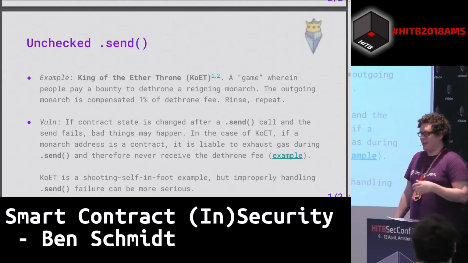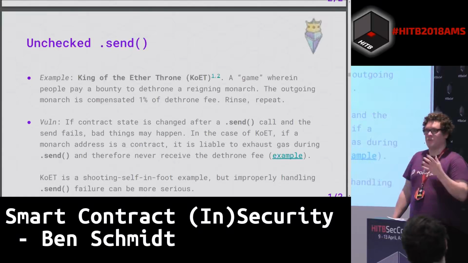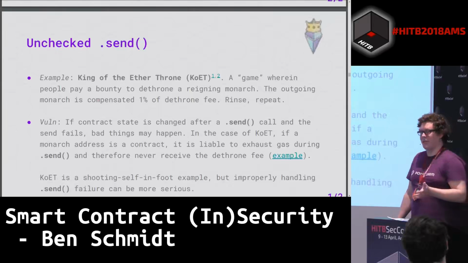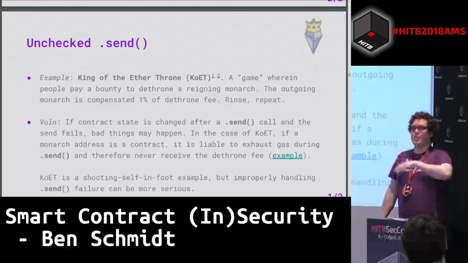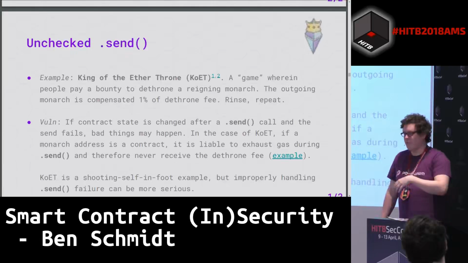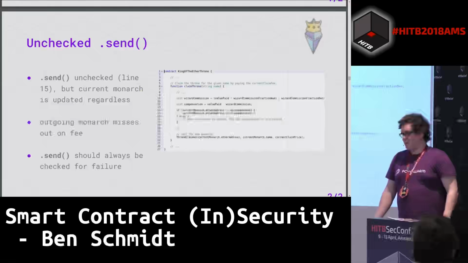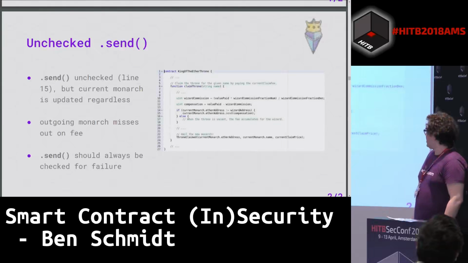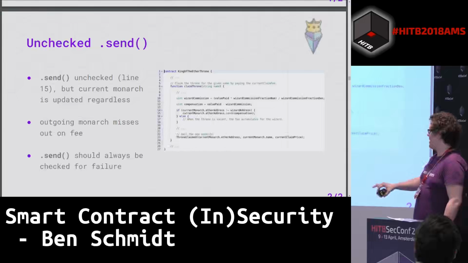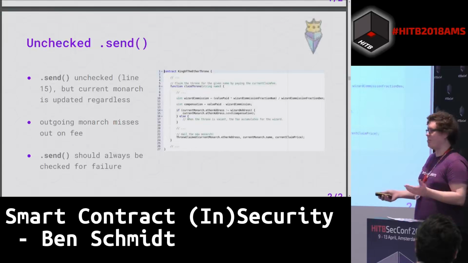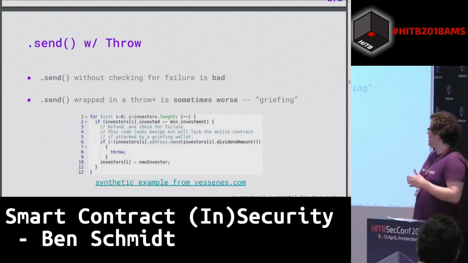The problem is that if you don't actually check the result of a send, it can potentially fail, but the contract will continue executing. So if this send fails, you may be able to steal funds that were rightfully supposed to go to someone else. In this example, the current monarch gets replaced, but the outgoing monarch misses out on this fee, and if they had actually checked for the failure, this wouldn't have happened.